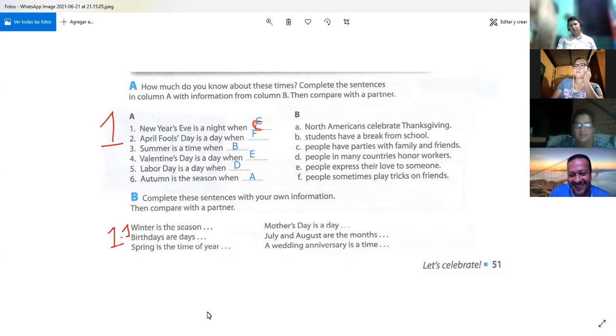Va a aplicar cuestiones de la vida real. Por ejemplo, yo hacía la broma: el invierno es la época del año cuando en El Salvador se desbordan los ríos. Los cumpleaños son días cuando la gente demasiado se va de copas. Just to give you some example, okay? But you do better examples over there.